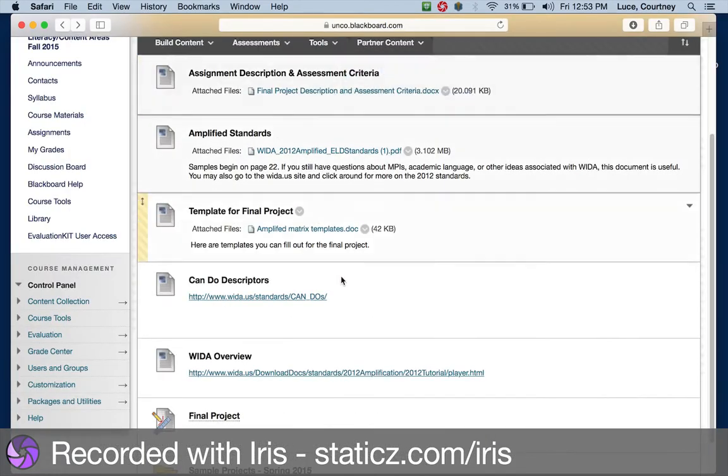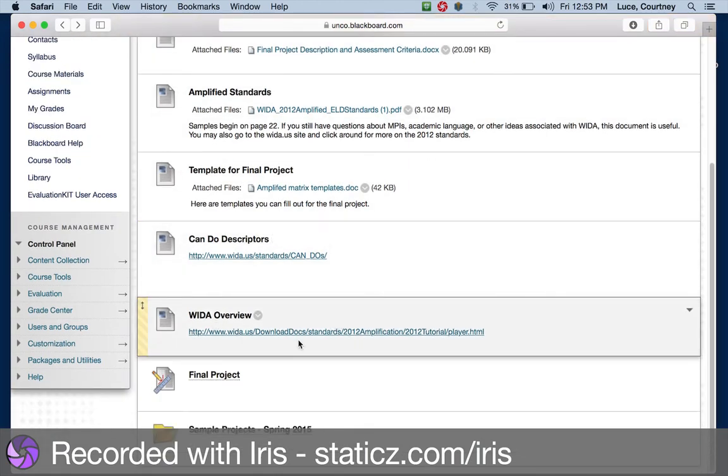The next piece that's available for you here is this WIDA overview, and I'm not going to click on it, but this WIDA overview is a tutorial that goes over everything that I'm going over here. So if this isn't clear to you and you still need help figuring it out, you can click on this link here and watch the tutorial that was created by WIDA to help you work through the project. Okay, so you have lots of resources available.